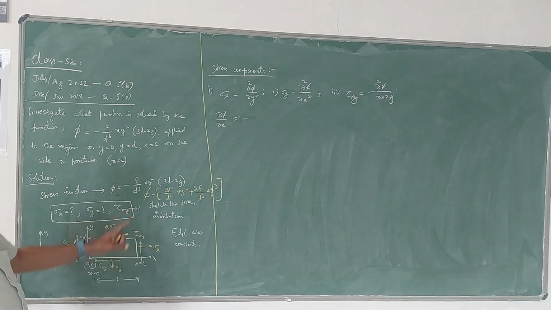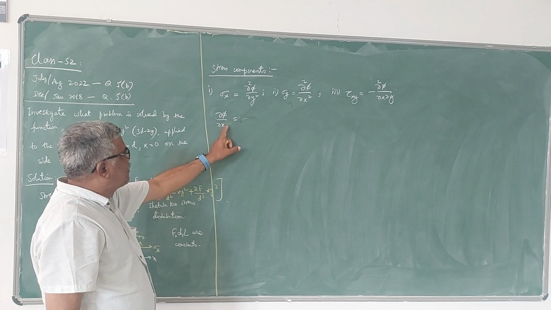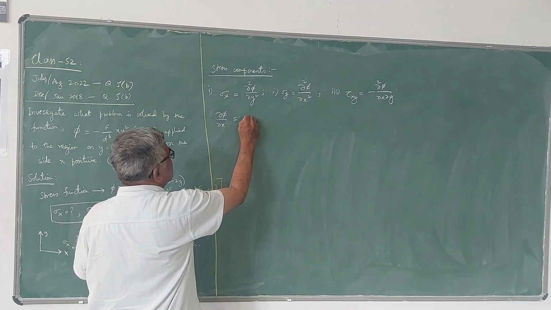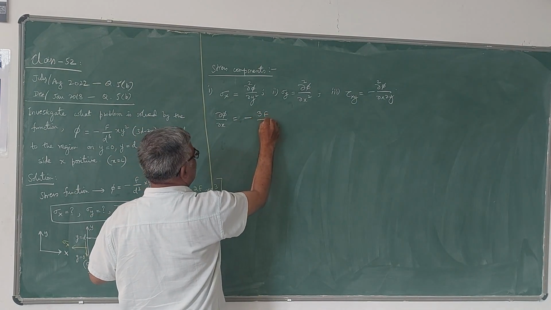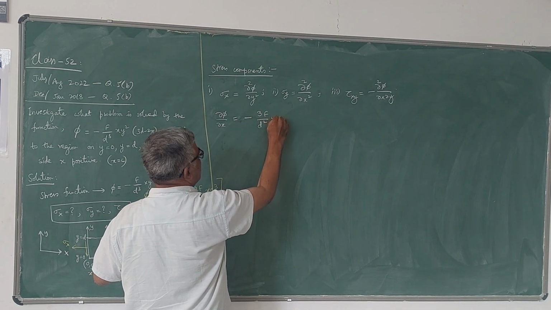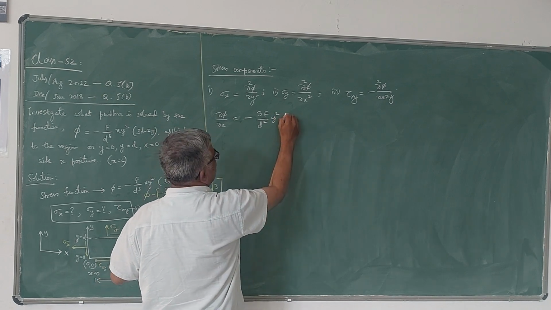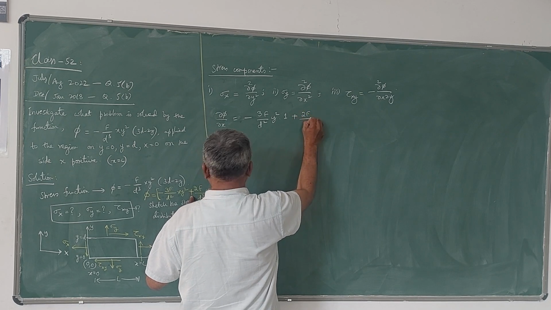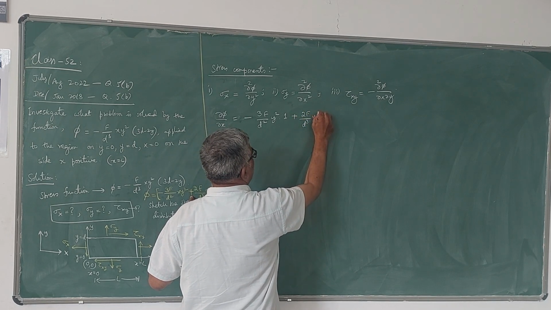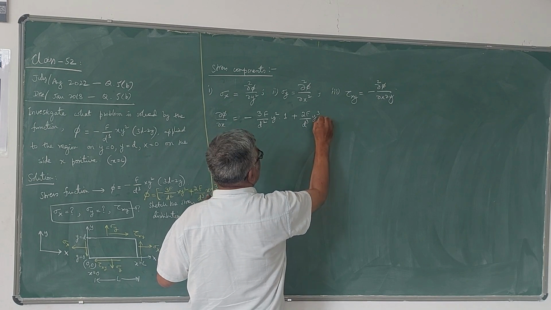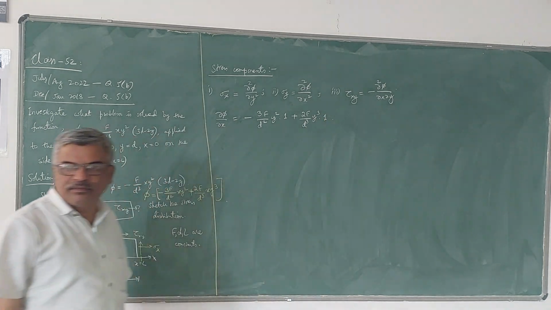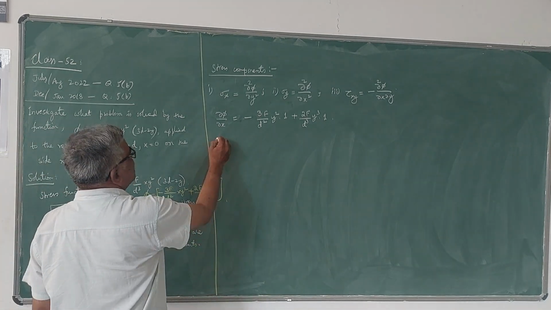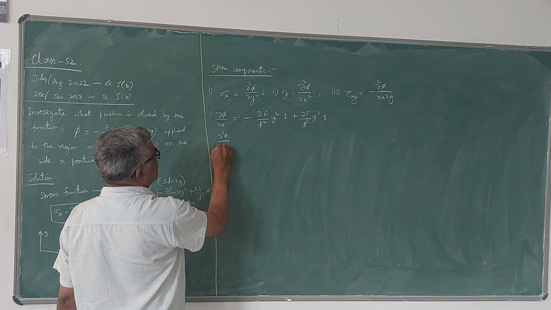When you are differentiating with respect to x partially, y becomes constant. So our idea is that minus 3f by d square into y square into derivative of x, which is 1, plus 2f by d cube into y cube. This becomes constant. Derivative of x is what? Right? Then we have to differentiate again. d square phi by dx square.